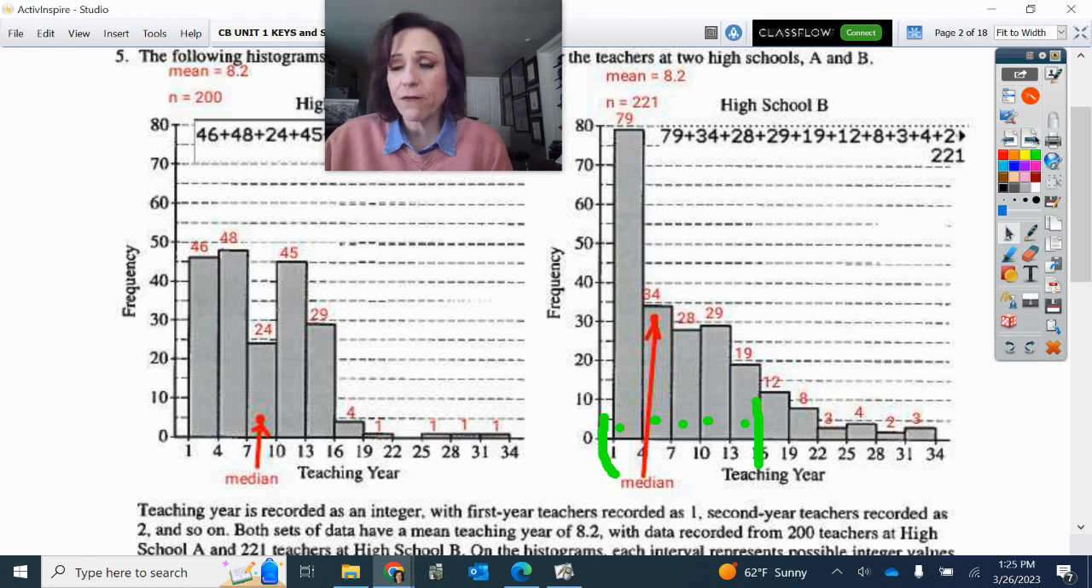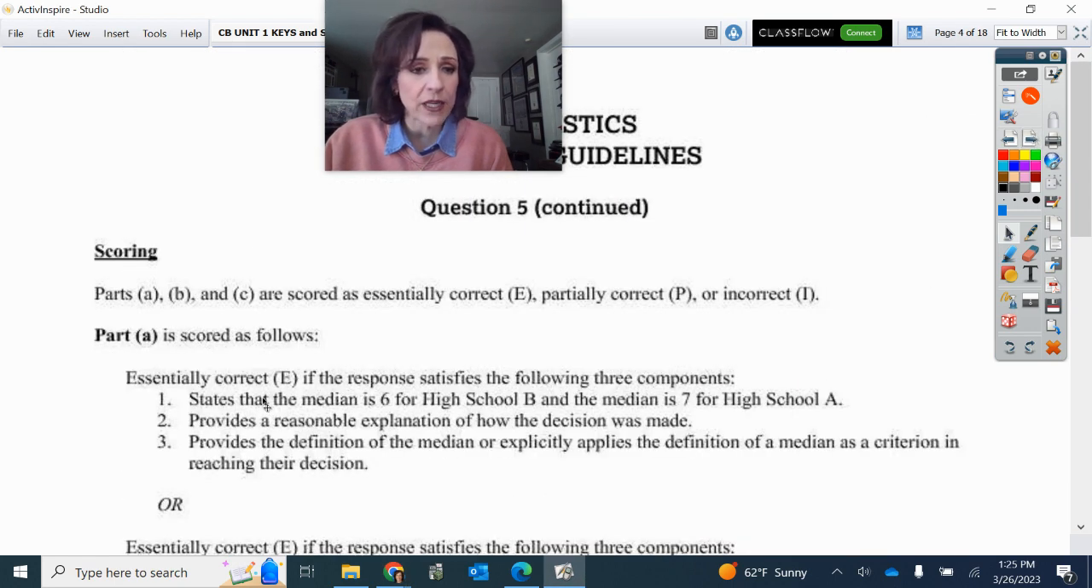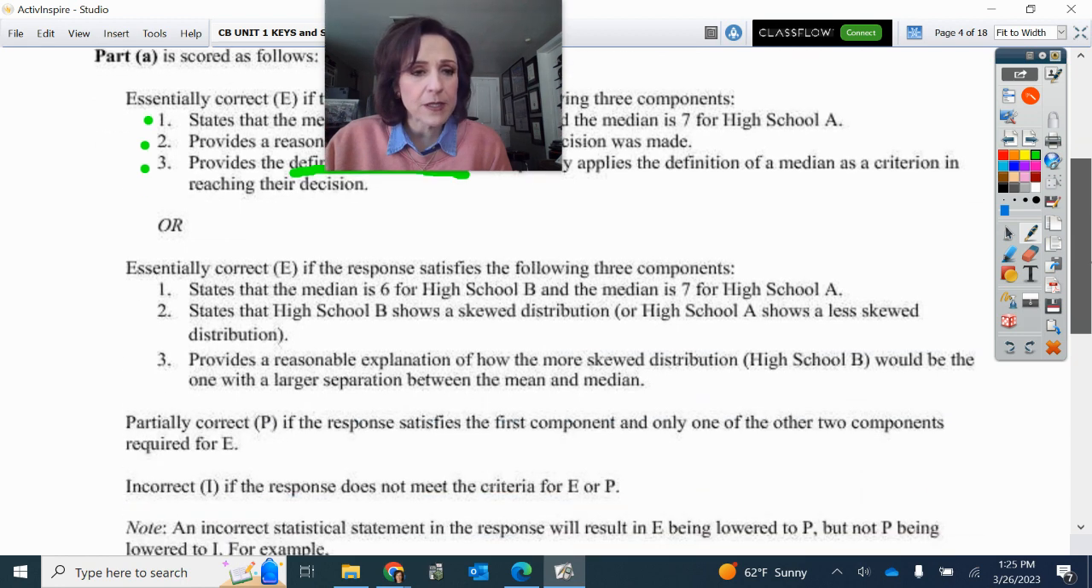All right, so to get full credit, here's how the grading guidelines read. You state that the median is 6 for high school B and the median is 7 for high school A. Then you provide a reasonable explanation of how the decision was made by discussing the definition of median and applying that definition to the histograms.